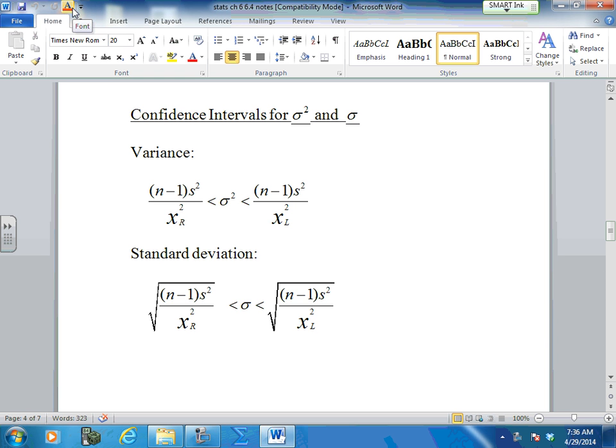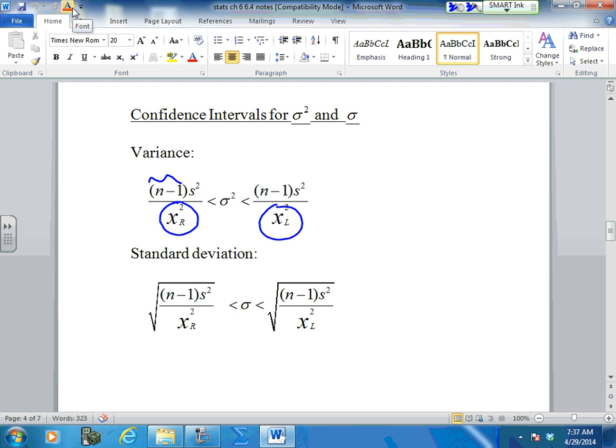All right, we're going to build our confidence interval for your variance and your standard deviation. If you remember way back when we first did variance and standard deviation, we did a table. In that table, we found your variance. We took the square root, and it became your standard deviation. So we're going to do the same thing with your confidence interval. We're going to find your variance, then take the square root of the whole thing and find your standard deviation.